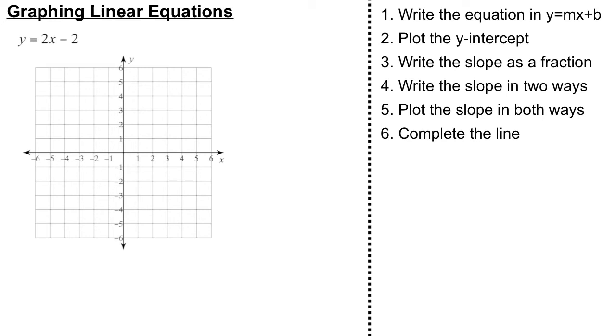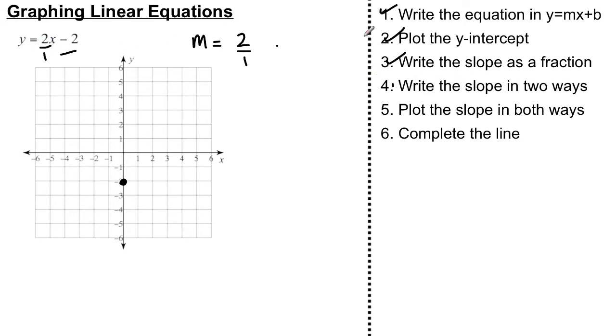Now on this question right here, it's in y equals mx plus b form, right? And so we want to plot the y-intercept. Okay, the y-intercept is starting at negative 2. So we'll start there at negative 2. Okay, now the third thing is we want to write the slope as a fraction. Well, the slope in this situation is 2. How do we write 2 as a fraction? We say that that's 2 over 1. Okay, so if we wrote the slope as a fraction, this is 2 over 1.